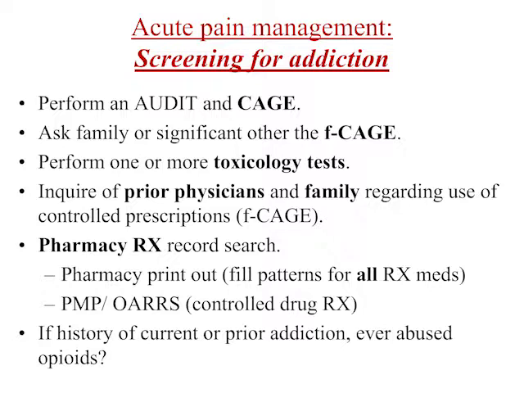But this is what I do to screen for addiction. I ask the patient about addiction. I ask the family whether the patient's had addiction. I check a tox screen. And I check an OARRS report. That's what I do. It's not very hard. And I can find 85 to 90% of people with a history of addiction just by doing that.